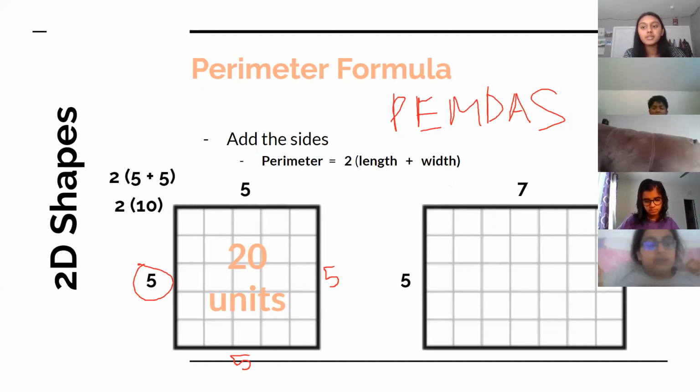So first we're going to do the parentheses again, because that's the first thing we see in this equation, or expression, sorry. And so 5 plus 7 is going to be 12. So then we're going to do 2 times 12, which is 24. And so our answer is going to be 24 units. So any questions so far?